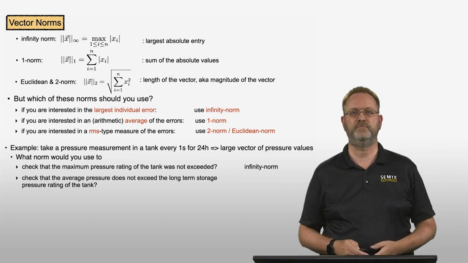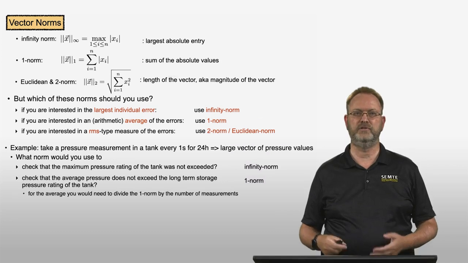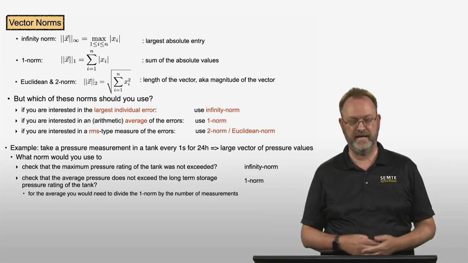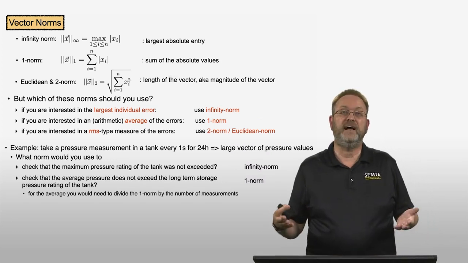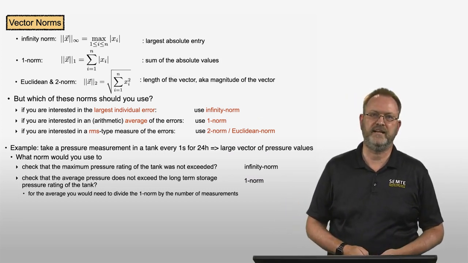Well, if it's an average pressure, right, you would use the 1 norm, right? And the 1 norm you would still have to get the actual average value. You would have to divide the result of the 1 norm by the number of measurements to get at the arithmetic average value.